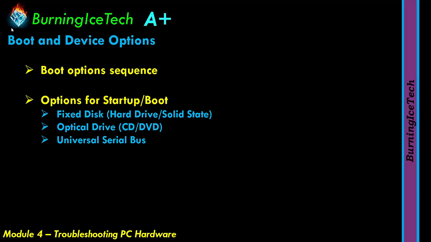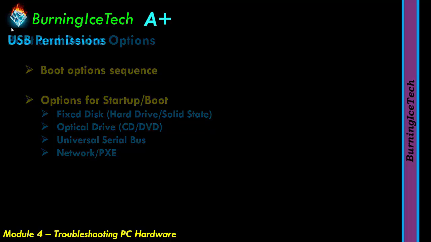If this is for a medium to large scale business, you're probably going to be installing the operating system remotely via the network, and probably for multiple machines at the same time. So we're normally going to use a network, or should I say PXE. Alright, so let me take you guys on to USB permissions.